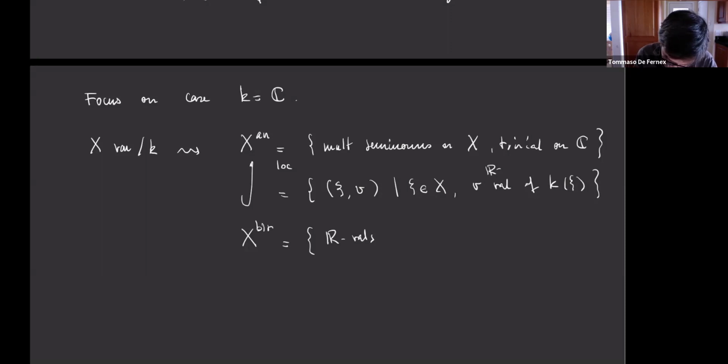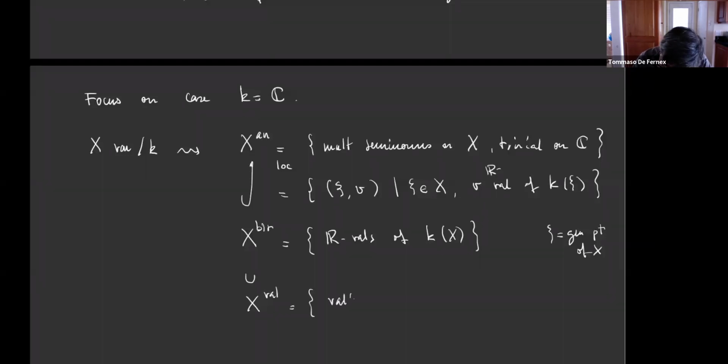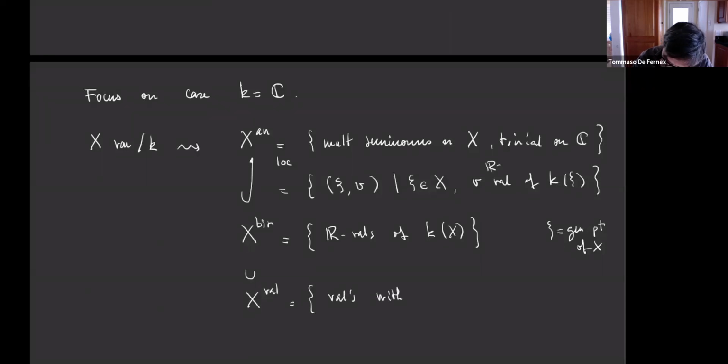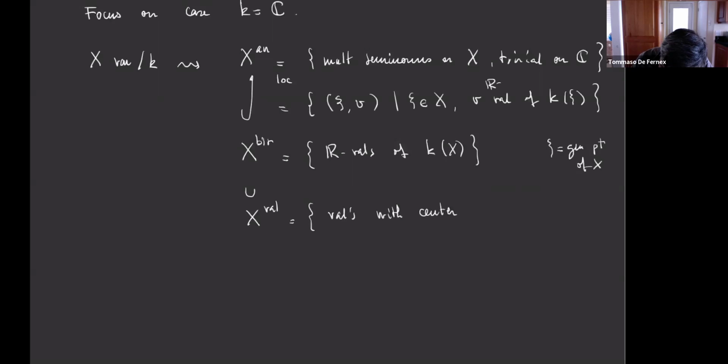So the birational locus inside here is all the R-valuations of the function field of X. This corresponds to the case when c is the generic point of X. And then inside here, I'm going to look at something which is denoted by X^val. These are what I call the valuations with center in X. If X is proper, then of course these two sets are the same.